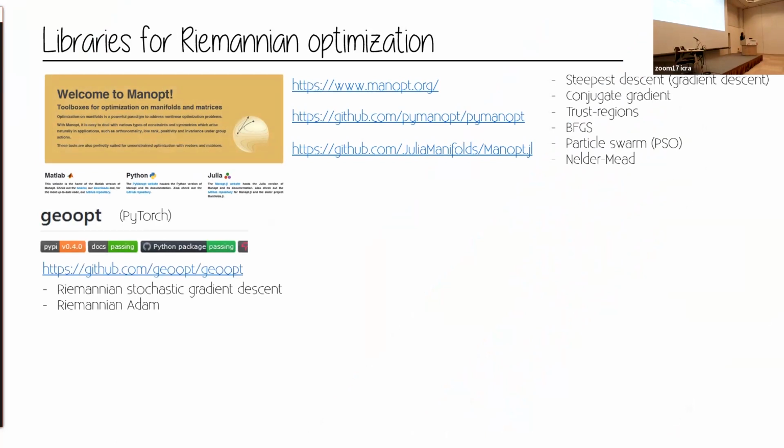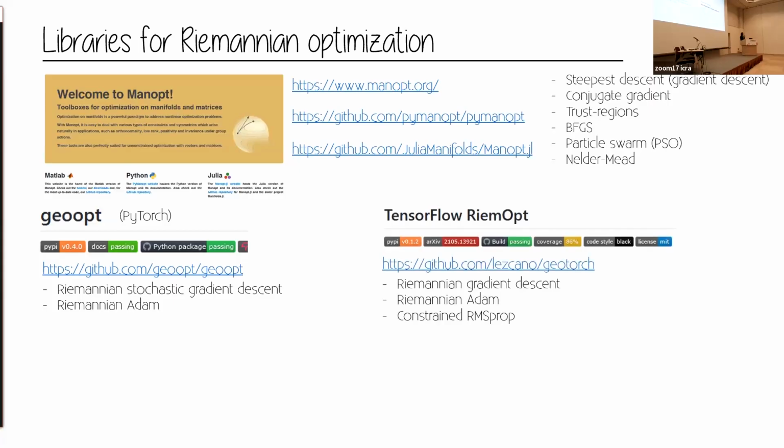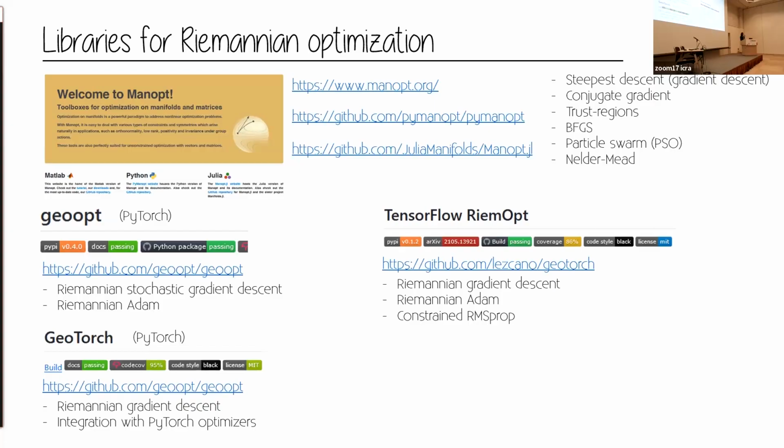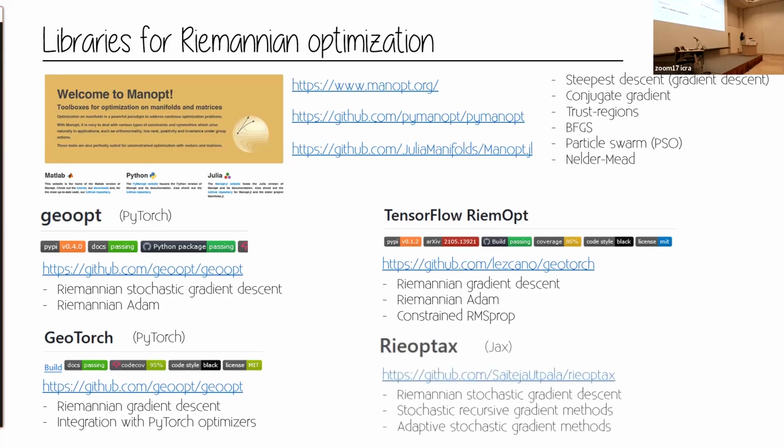There is Geoopt for stochastic gradient descent. So the stochastic gradient descent I presented is implemented there, as well as Adam and a couple of other stochastic optimization algorithms. This is super handy to use if you want to train networks or anything with PyTorch. You can really plug it on top. It's actually great. There is the same equivalent, but with TensorFlow, for those of you who are using TensorFlow. There is here GeoTorch, also for Riemannian gradient descent and integration with PyTorch optimizers. Rieoptax for the ones that are using JAX.